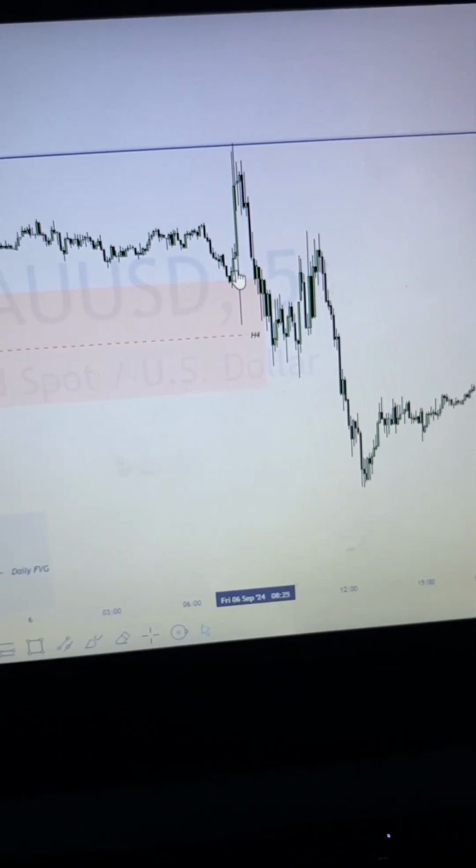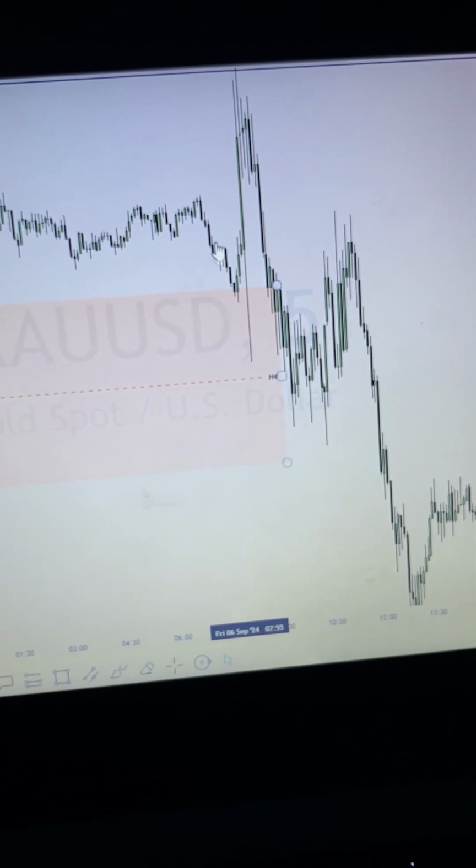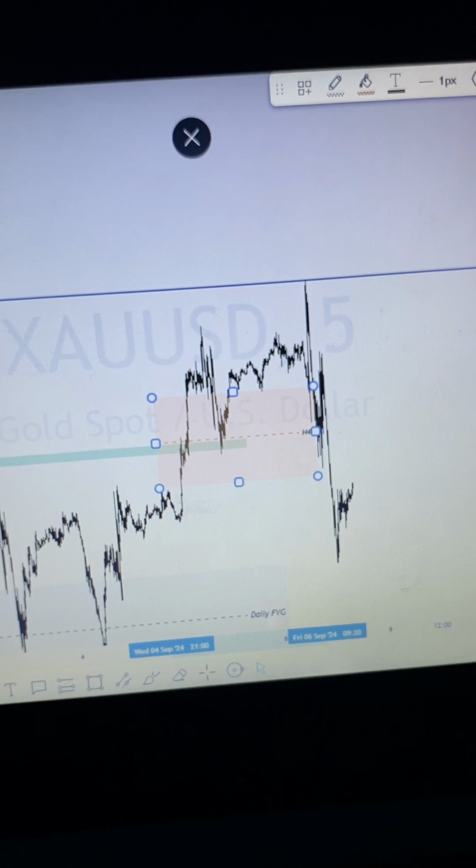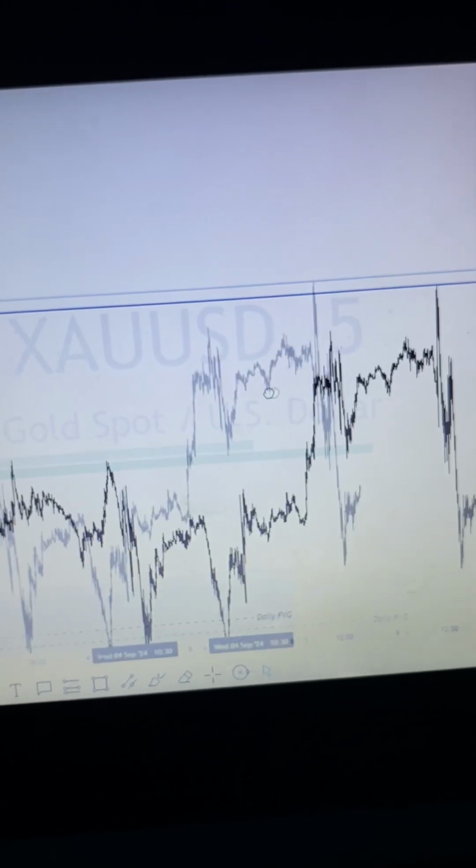So the NFP release is here. We didn't take out buy side. What we did, it spiked to the downside inside of that 4-hour fair value gap, and then pushed to peak above the buy side liquidity over here. You see how technical analysis can actually help you, but you gotta be careful when you're trying to trade these volatile movements.